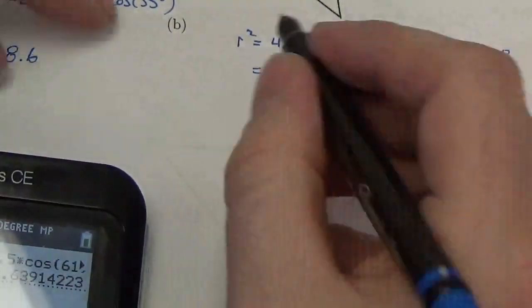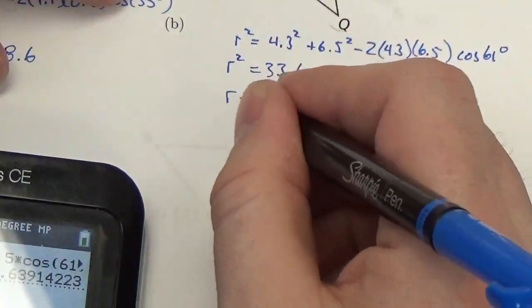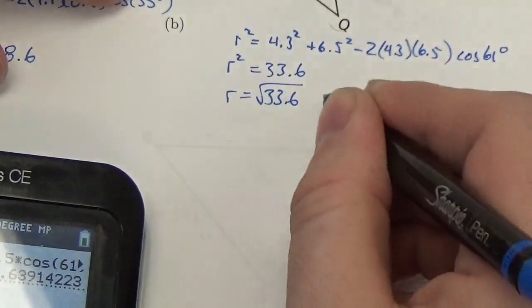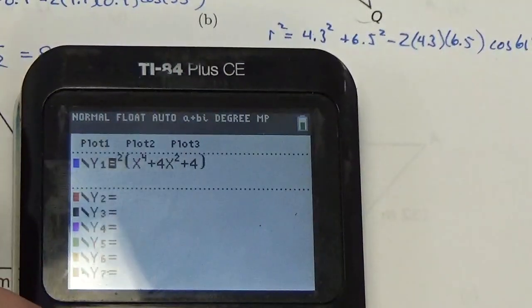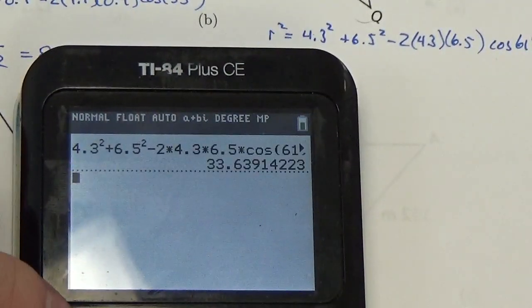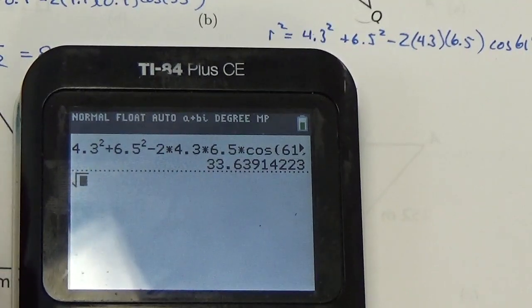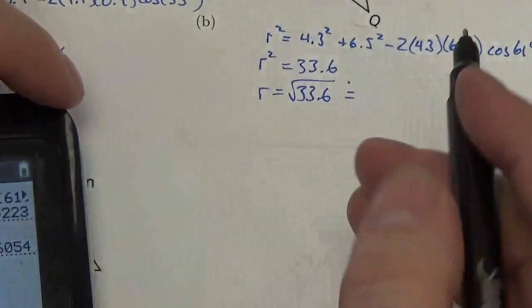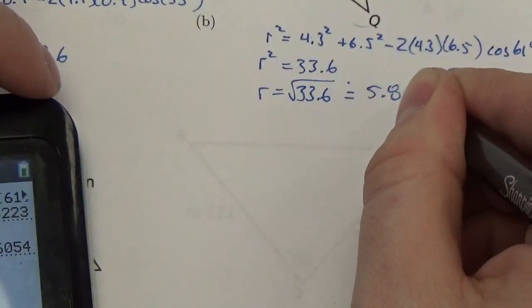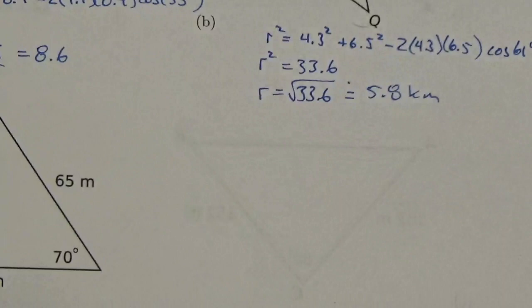And again, that seems way out of whack there, but it's because I need to take the square root of that. When you take the square root of that answer, I get 5.8 kilometers. And that makes way more sense.